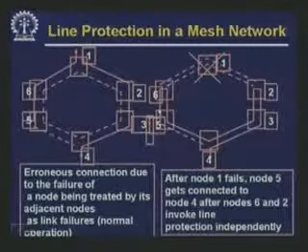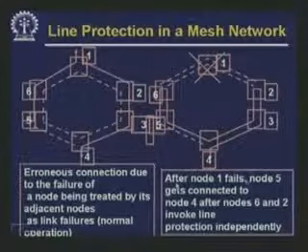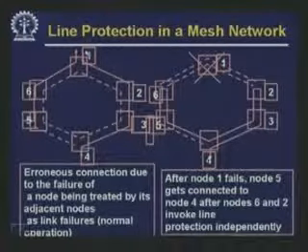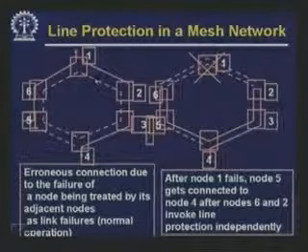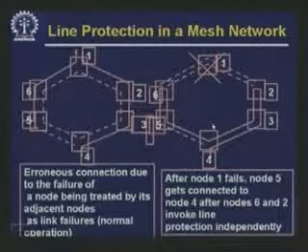So they take their own local decisions, and it might lead to some funny situations where you are going in a cycle maybe, or other kinds of things may happen. After node 1 fails, node 5 gets connected to node 4 after node 6 and node 2 invoke line protection independently. The actual failure was of node 1, but if they have perceived it differently as failure of link 6-1 and failure of link 2-1, and have taken independent action, that may lead to race conditions.